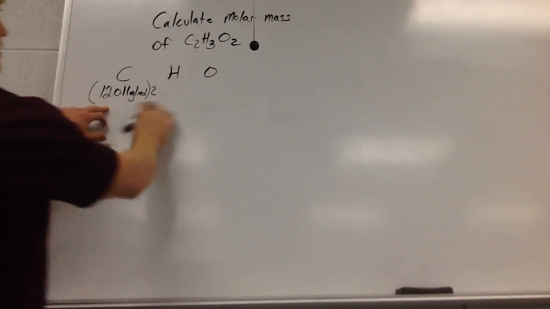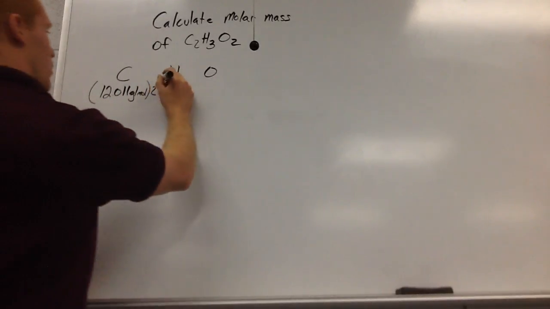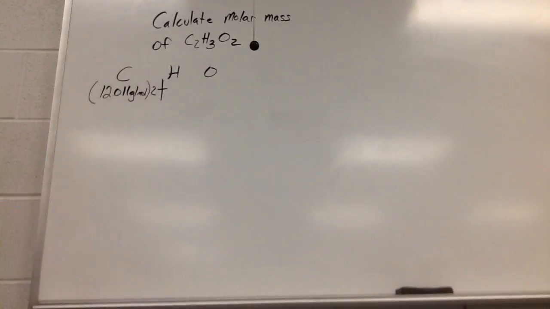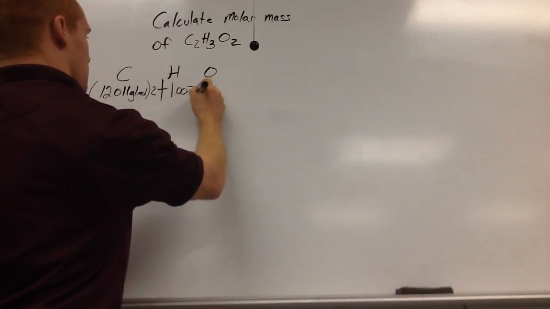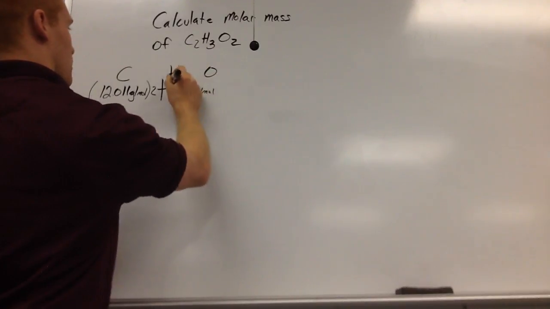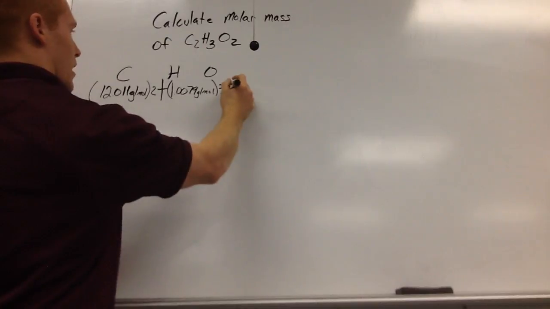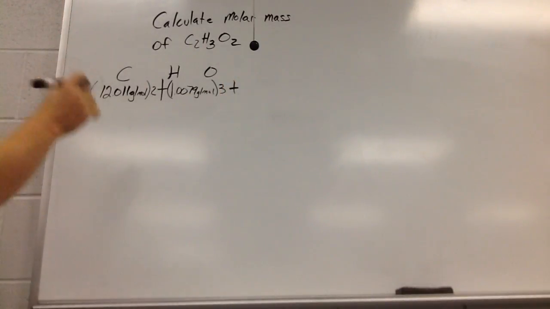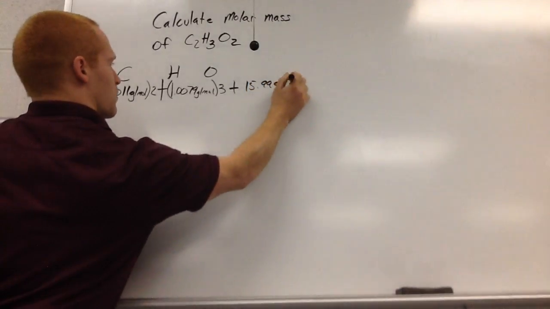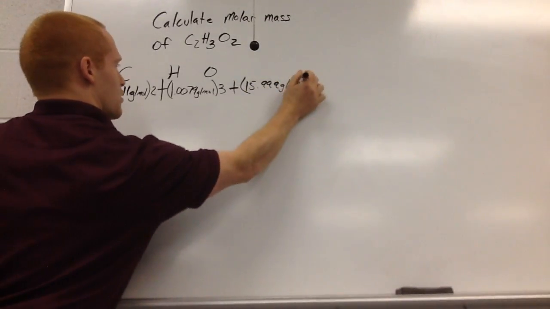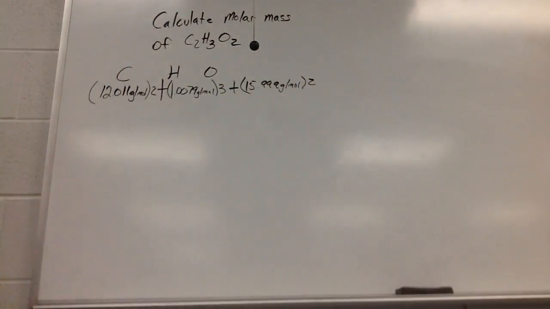And then in between elements, I'm going to add. So now that it's a different element, I'm going to add. So hydrogen is 1.0079 grams per mole. And there's 3 of them, so I'm going to multiply by 3. And then I'm going to add my last one, which is oxygen. And oxygen is 15.999 grams per mole. I'm going to multiply that by 2. What I'm going to do is add them all up, and that will give us the total molar mass.